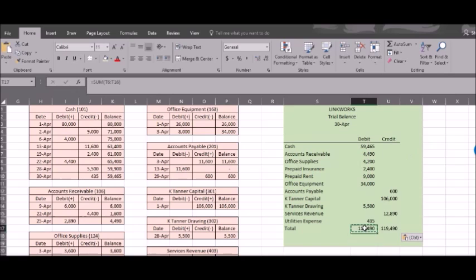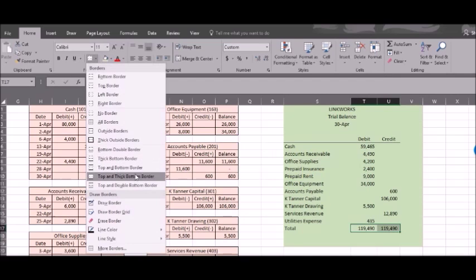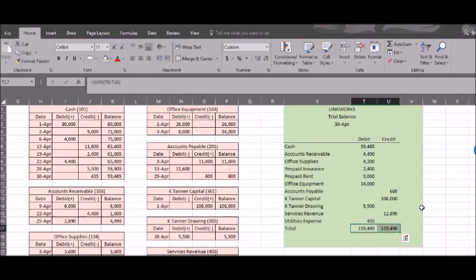We've got to make it look nice though, right? Escape, click around. We've got to make it look nice, so we're going to come up here to this borders, and we're going to go top and double bottom border, right? Look at that, there we go. So the trial balance balances at $119,490. Now, what this does for us is this proves that our system is in balance, right? That's really what that does for us. So we would be ready to go on to the next step.